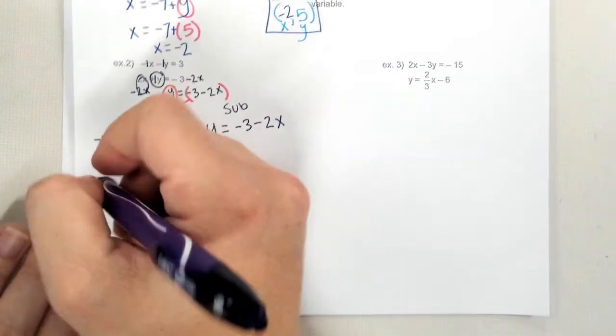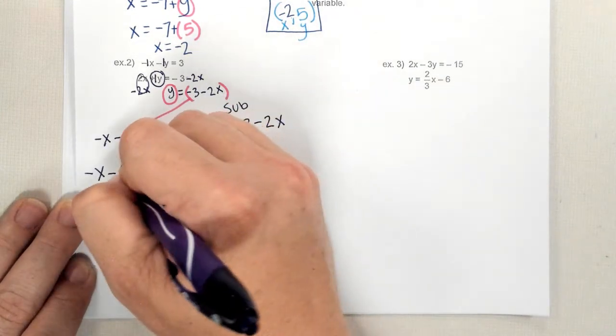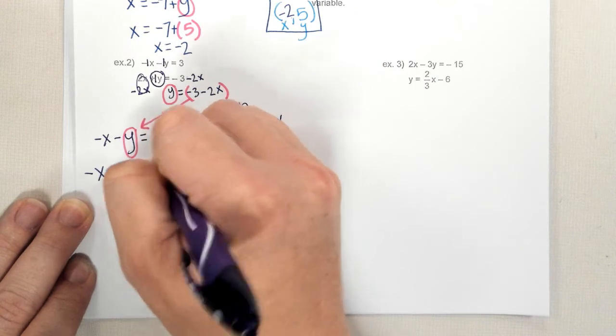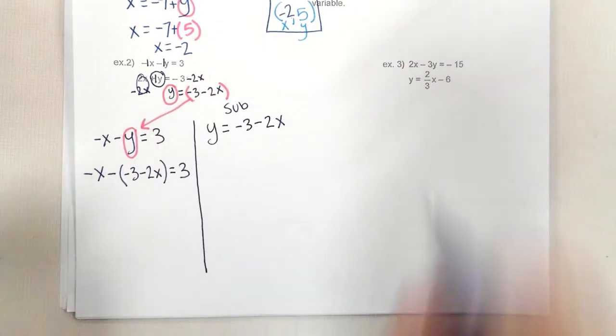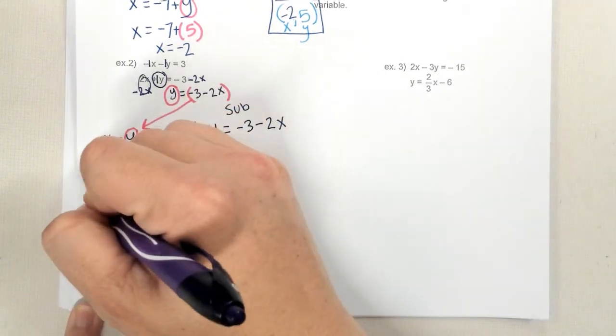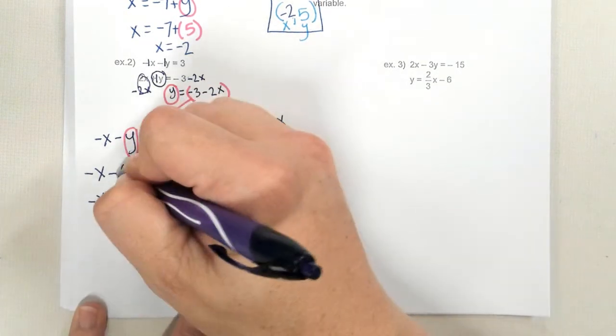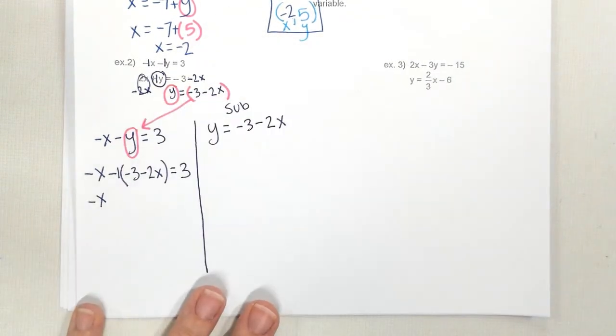So when I do that, I get negative x minus, and instead of y, I'm going to write negative 3 minus 2x equals 3. Does that count as a broken? Kind of. But we have to distribute it because it's touching my parentheses. So I have this negative x out front. I'm going to keep that because I'm not changing it, but I have to distribute that negative. If you need to, you could put a 1. It's the same thing as distributing just the negative.